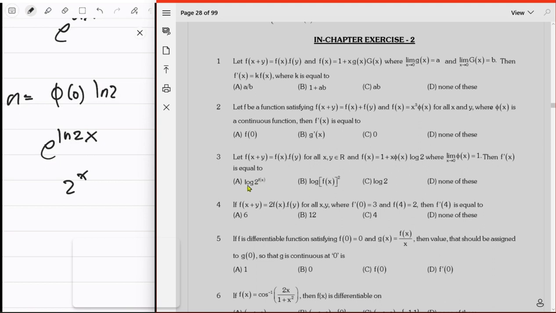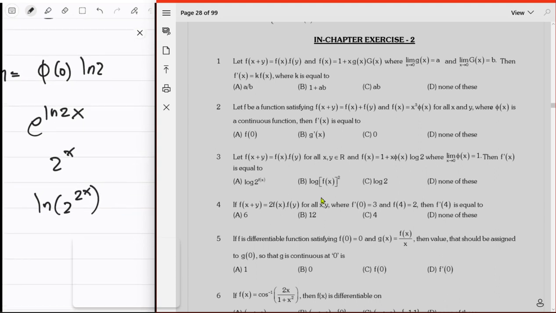So what is this natural log of 2 power x? You could say, because this can be written like that... no, this is not correct. Log of f(x) squared is like 2 natural log of f(x). No, it's a, of course.